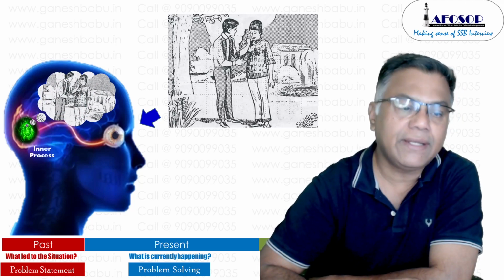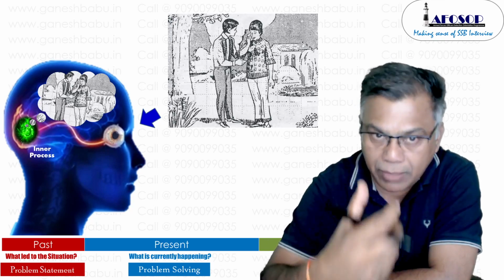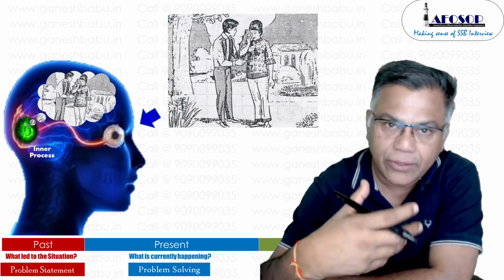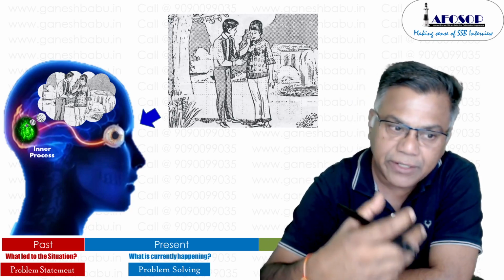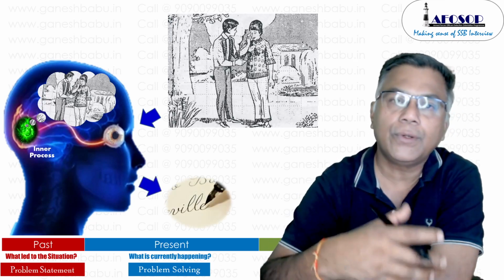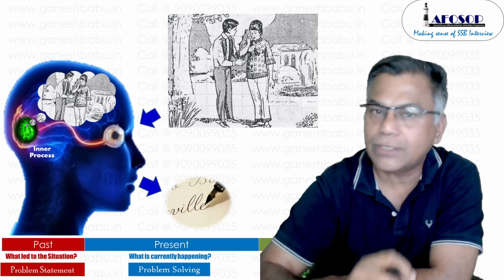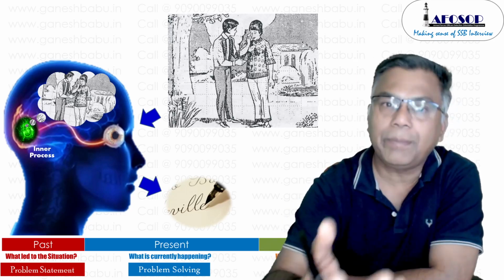And then there is an inner process which is called the mansa. And the quality of your inner thinking will determine the quality of your processing, and the process output is expressed in the form of your written psychological document. So 12 pictures are shown.